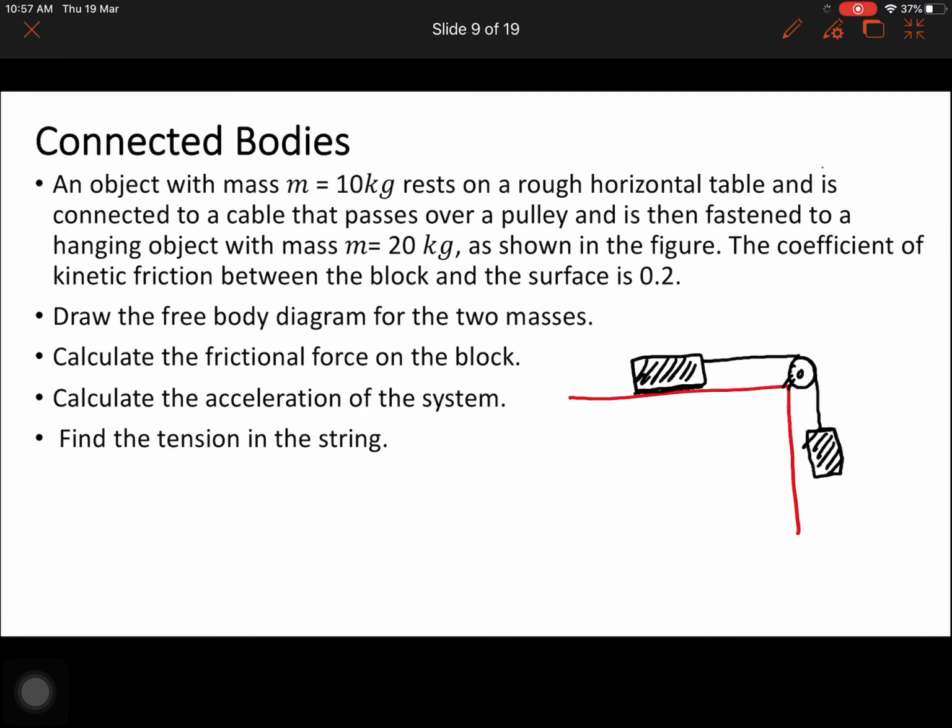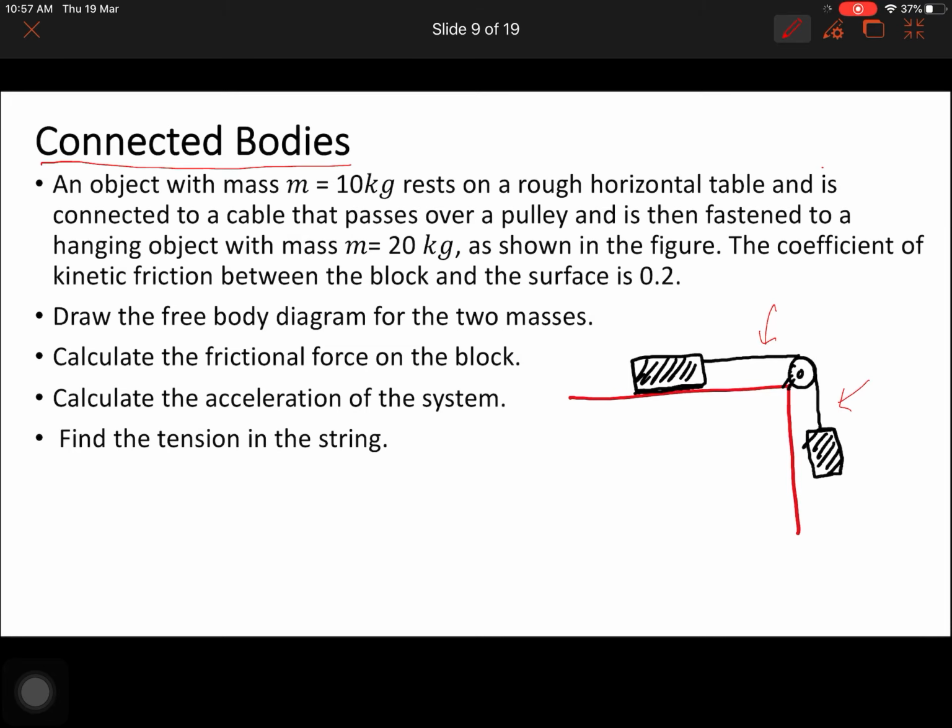In this video, we are going to look at connected bodies, how to solve a problem on connected bodies. So first we need to understand what's the meaning of connected bodies. Connected bodies means when you have more than one object and it's connected with the help of a thread. So you can see that there is a thread which is used here to connect the two objects.